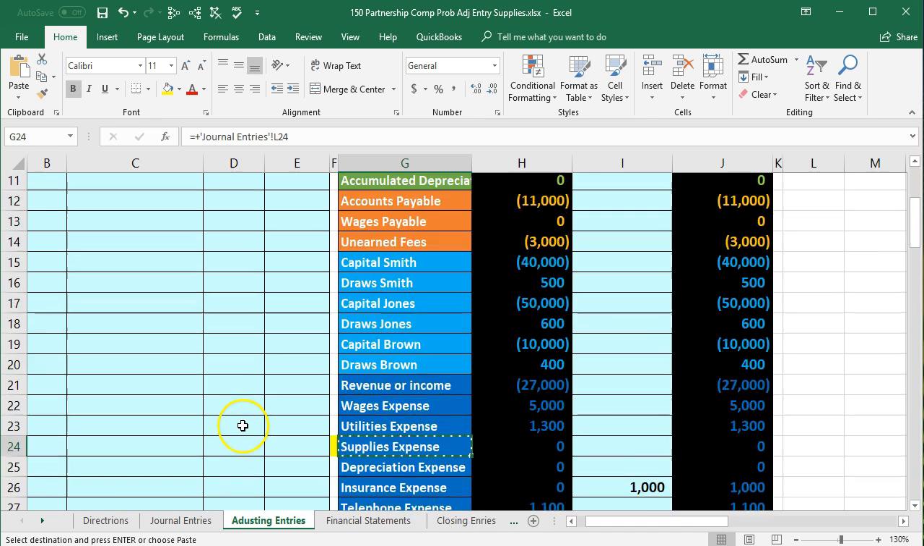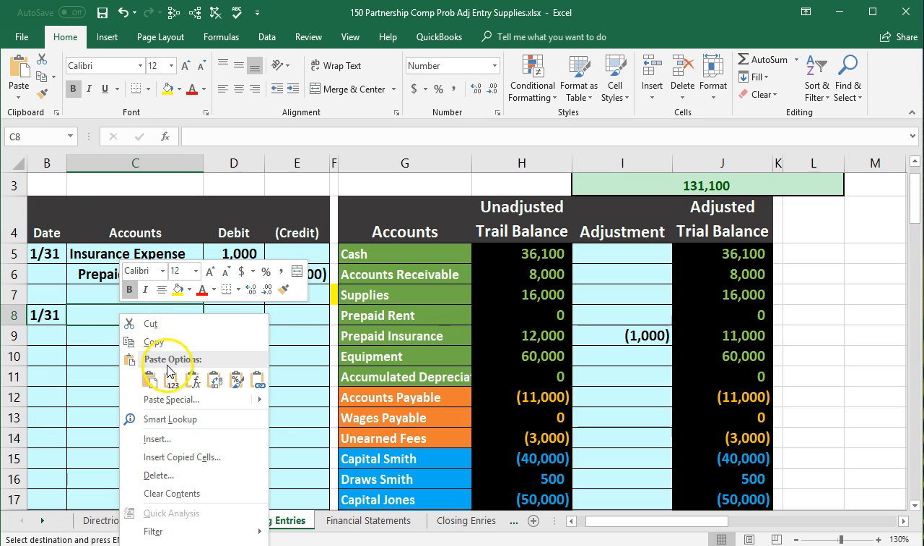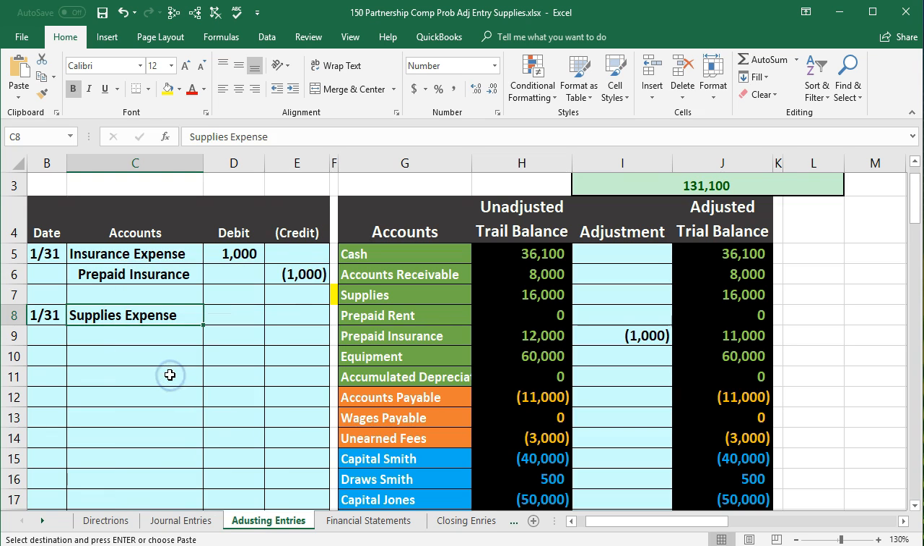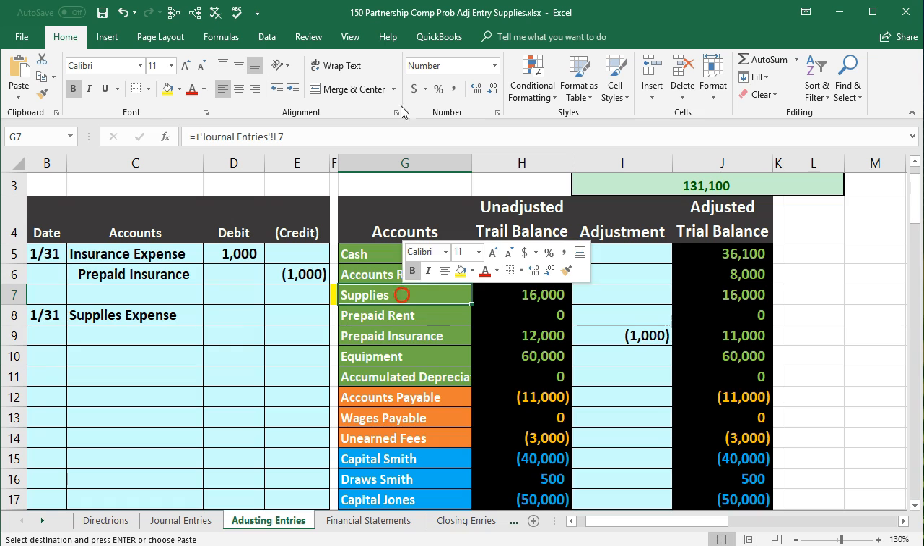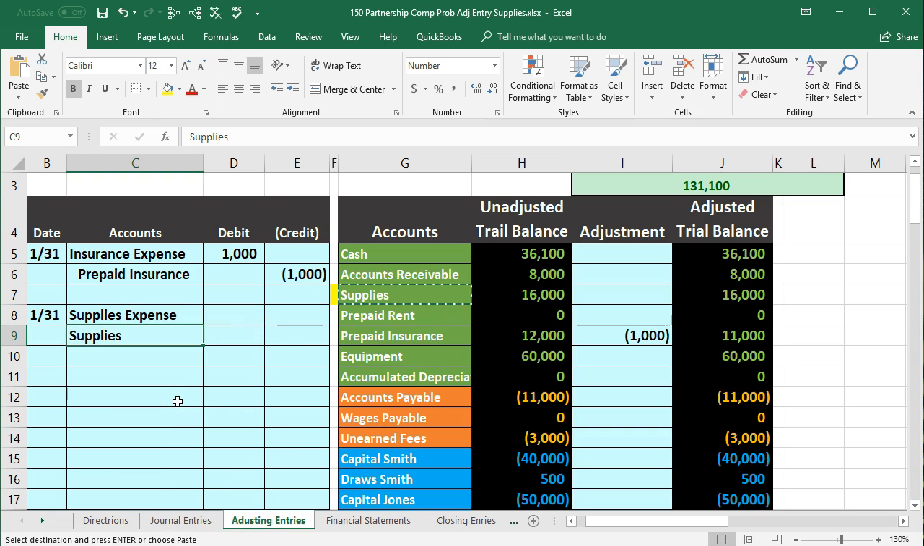So I'm going to copy that. I'm going to put that up top. We're going to put that here in C8, right click and paste. 1, 2, 3. We know if we're going to debit that one and there are only two accounts involved, the credit then will go to supplies. So this one must be the credit. I'm going to copy that, right click and copy, put that on the bottom in C9, right click and paste. 1, 2, 3, then we'll indent, home tab, alignment, increase indenting.